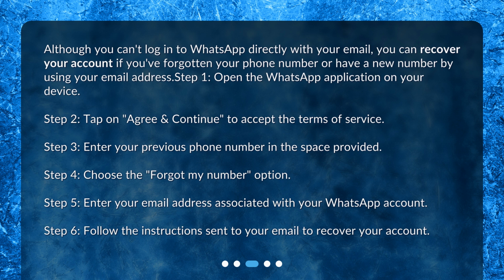Step 3. Enter your previous phone number in the space provided. Step 4. Choose the Forgot My Number option. Step 5. Enter your email address associated with your WhatsApp account. Step 6. Follow the instructions sent to your email to recover your account.